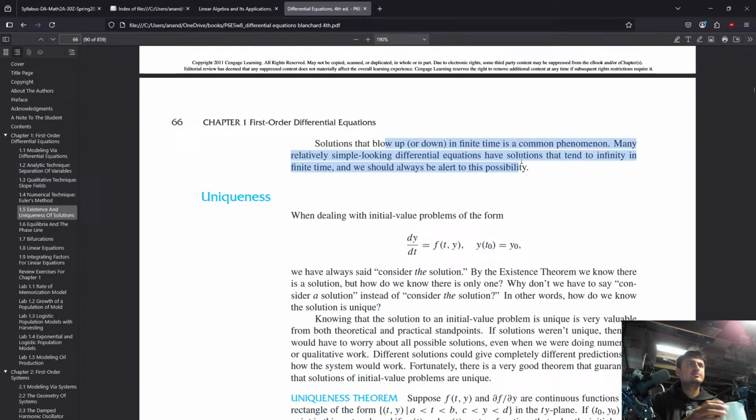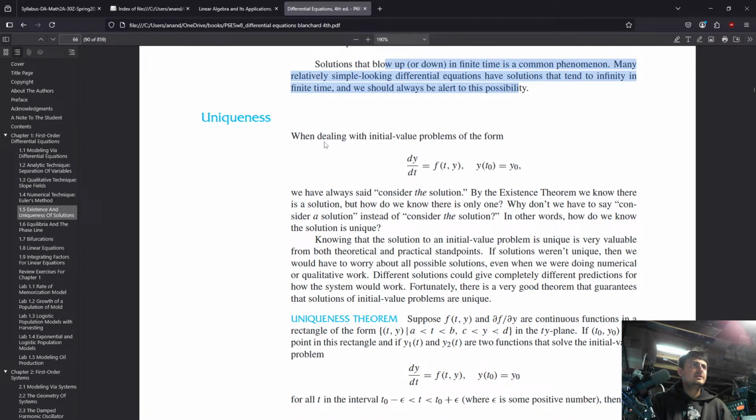Many relatively simple looking differential equations have solutions that tend to infinity in finite time. When dealing with IVPs of the form, we have always said, consider the solution. By the existence theorem, we know there is a solution, but how do we know there is only one? Why don't we have to say consider a solution instead of consider the solution? In other words, how do we know that the solution is unique?